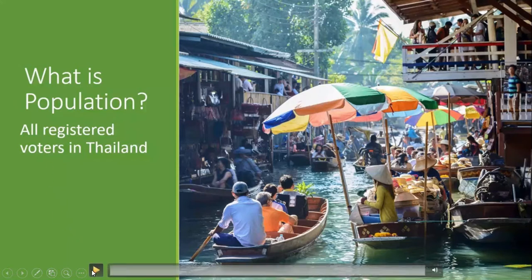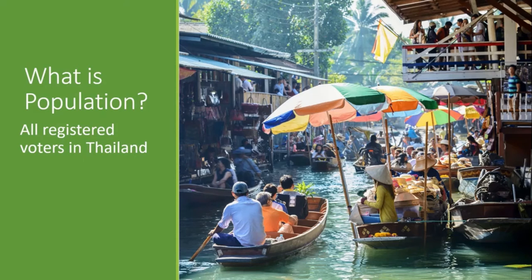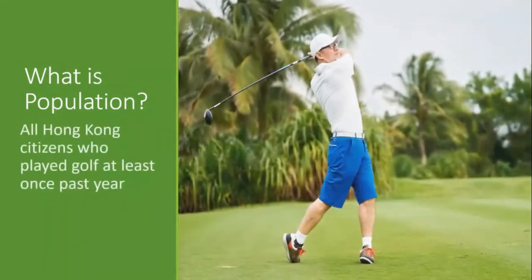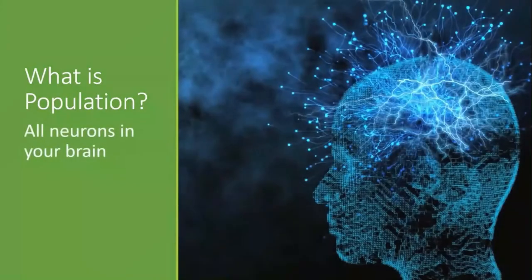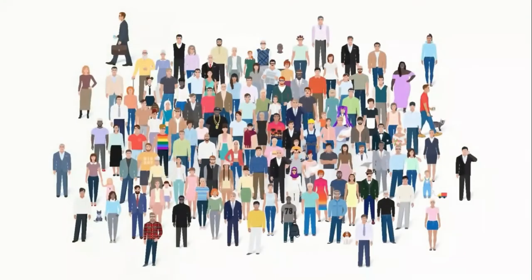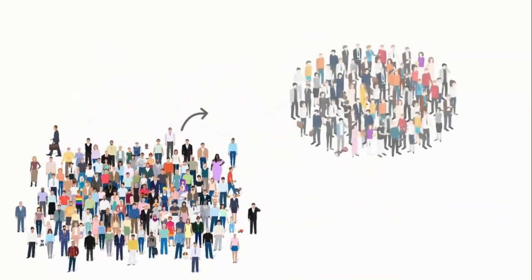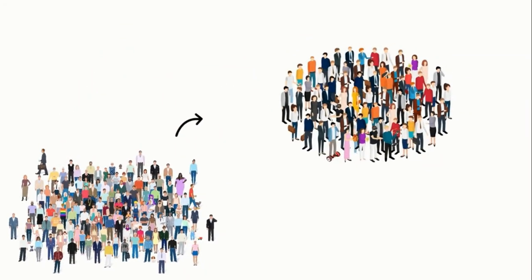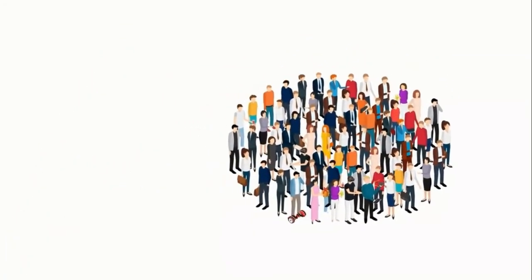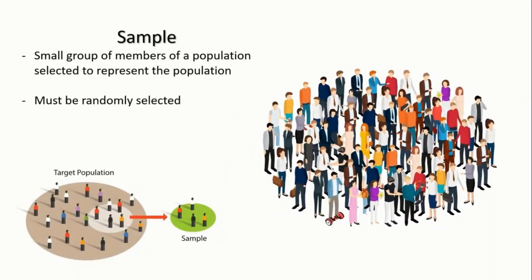carefully. Start. For example, all registered voters in Thailand, or all Hong Kong citizens who played golf at least once in the past year, or all neurons from your brain. Since we cannot get information for every individual of these populations, we have taken a sample, which is a part of the target population. A sample is a small group of the population. It is a representative of the population. Hence, it has to be randomly selected. This process is called random sampling.